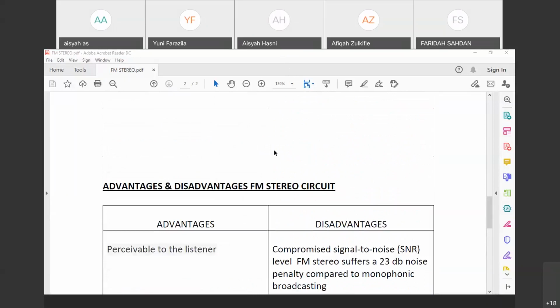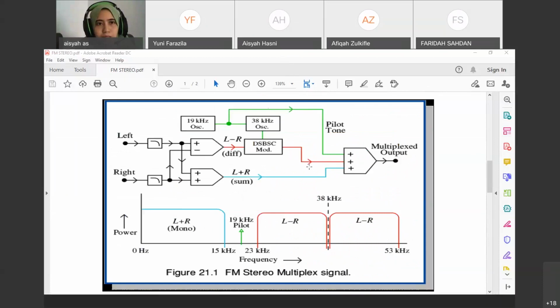Okay, so can you share back the diagram of FM stereo? This is the block diagram of FM stereo. The blue one is the mono, or this is for the heterodyne. So for the stereo, we have the signal from the two transmitters, that is from left and right. This is to produce high quality sound.